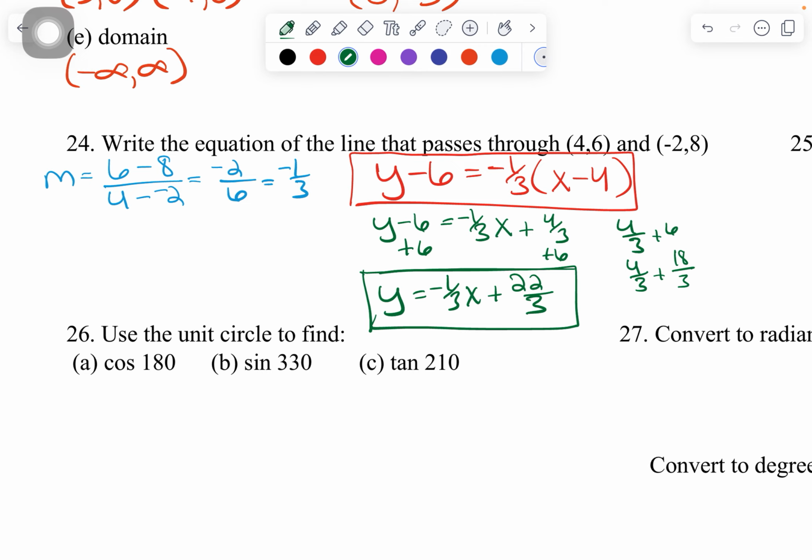Okay, so here's the thing. I don't care which of these answers you give me. You don't have to give me both unless I specify in the directions which equation to write. If it says put it in point slope form or slope-intercept form, great. Other than that, I'm completely happy with point slope form.